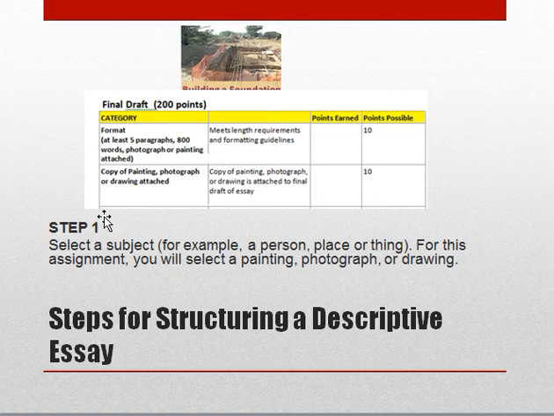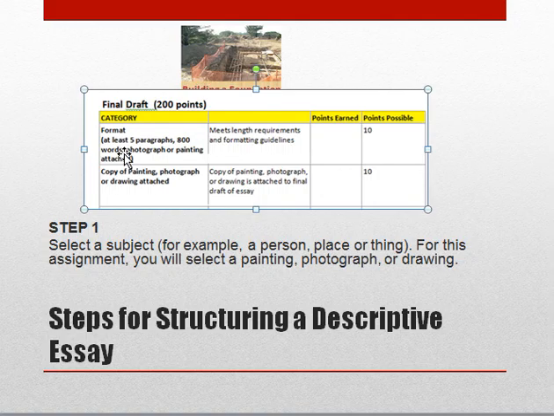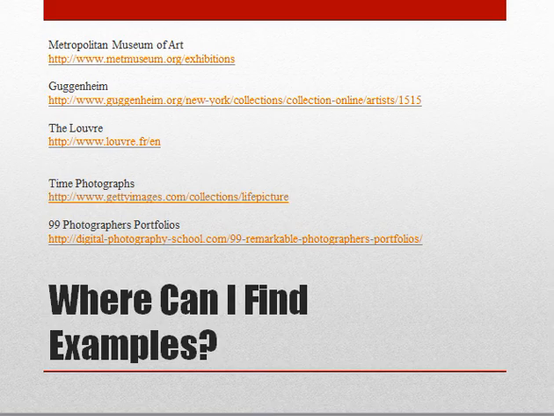So you can see that this is the first part of the rubric. You'll have a format of at least 5 paragraphs, 800 words. You'll select a photograph, drawing, or painting and attach it. And then you might be thinking about, well, where can I find examples?